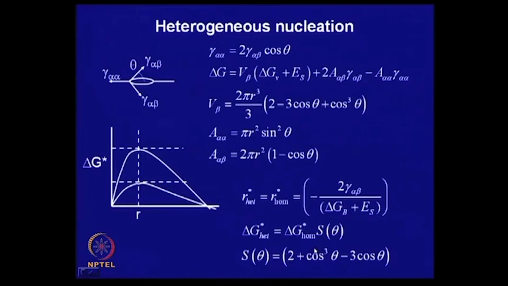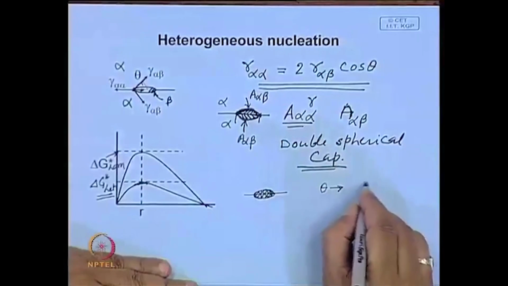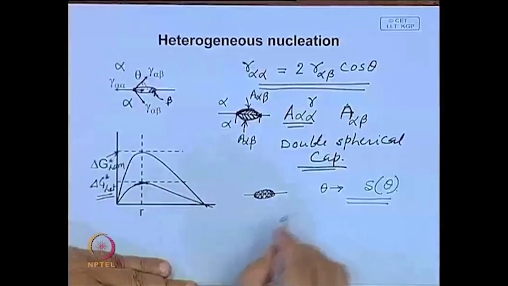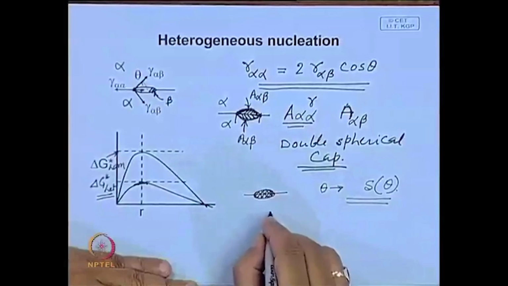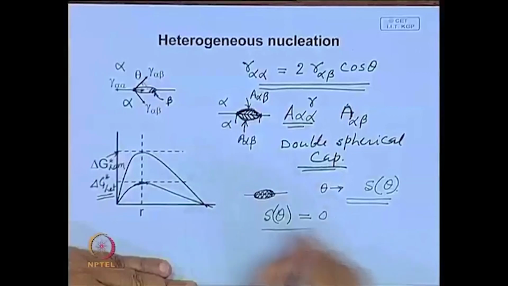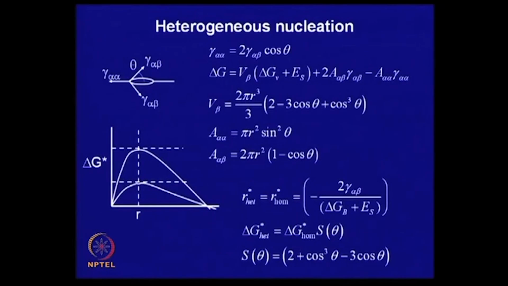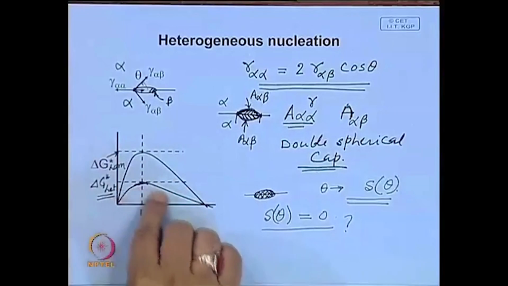You can try different values of theta in this shape factor and see. Can you make this zero? When is this zero? I leave it to you to do it. If this is equal to 0, then virtually there is no activation hill.